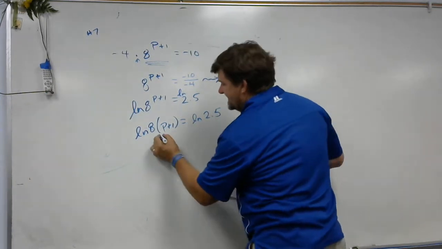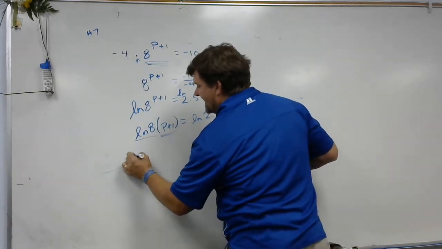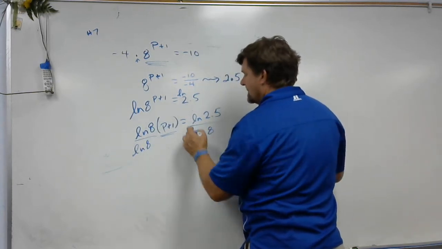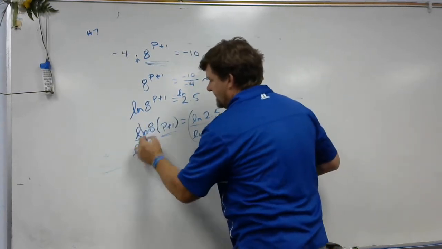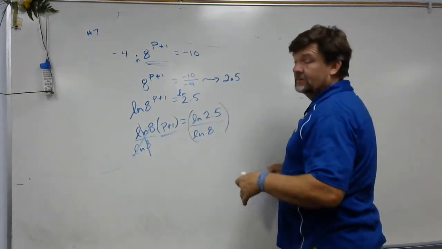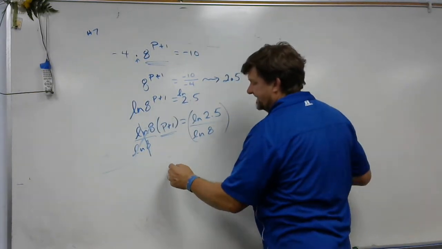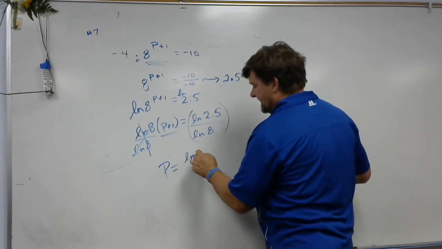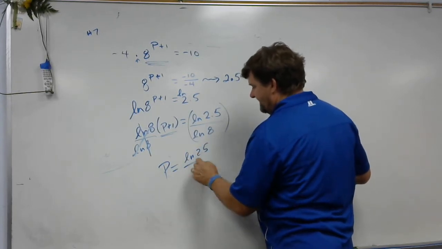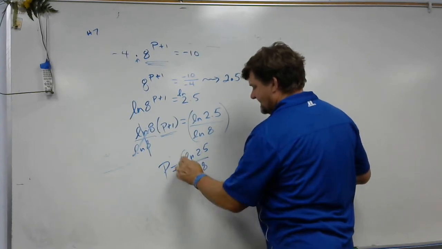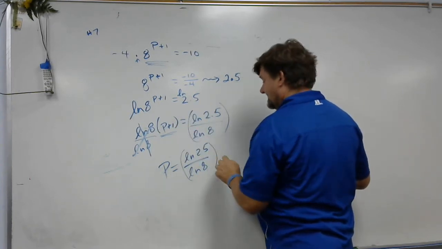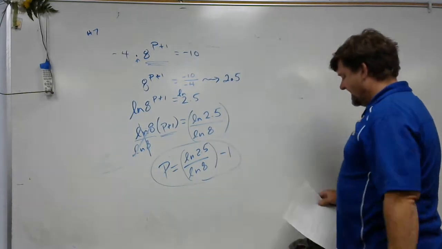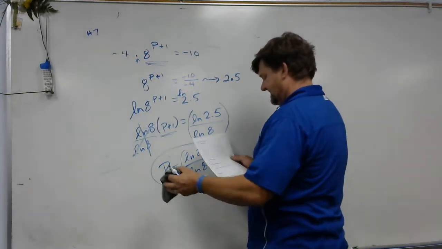So how do I get this by itself? I got to divide the natural log of 8 out of the way. You can put that in your calculator. And so my answer, you can use a calculator for the actual value, is p is equal to natural log of 2.5 over natural log of 8, minus 1, because I got to subtract the 1 over. There's my number 7.